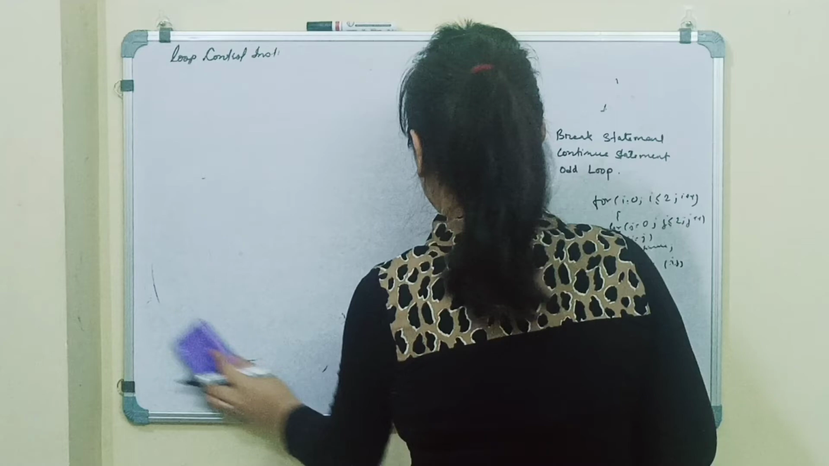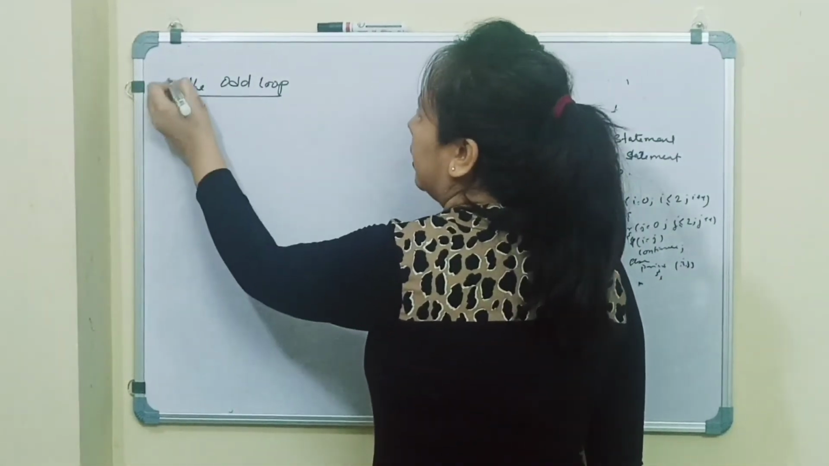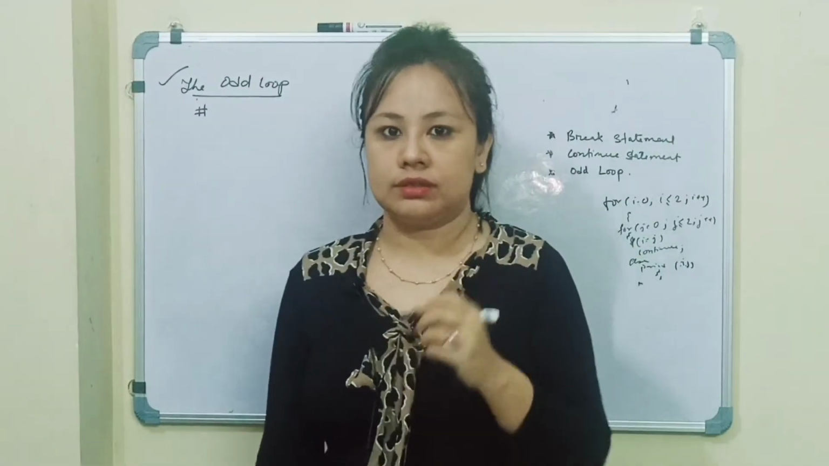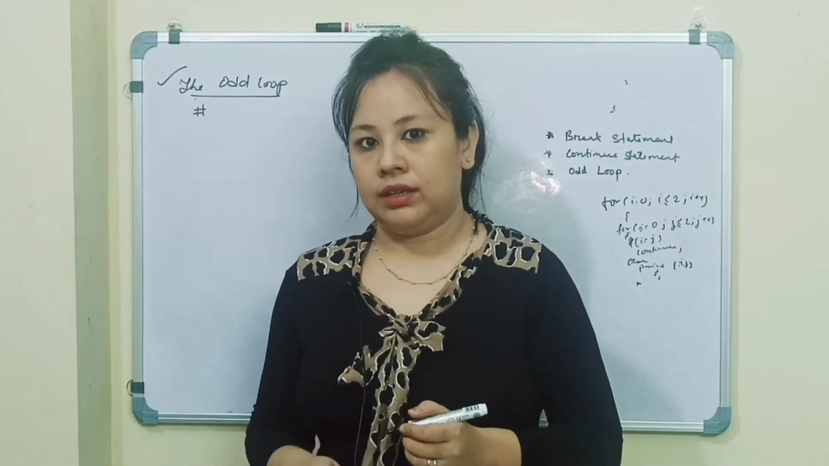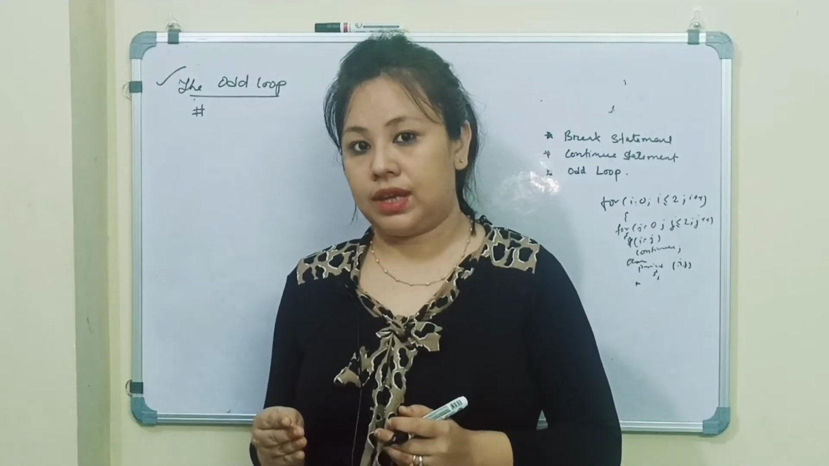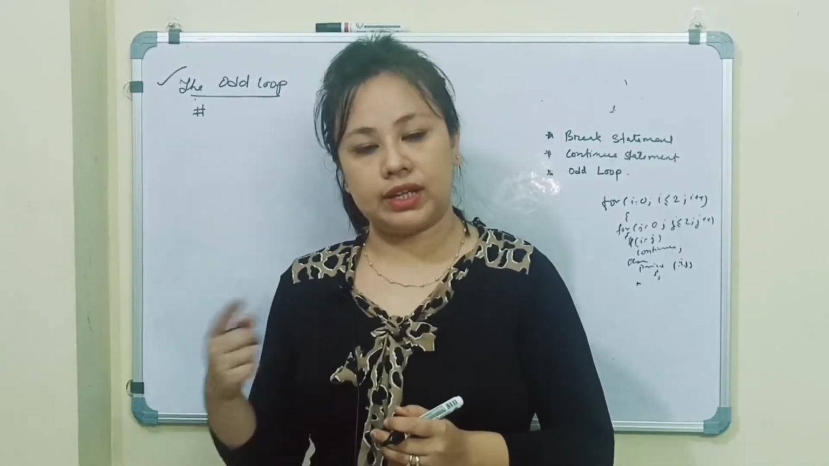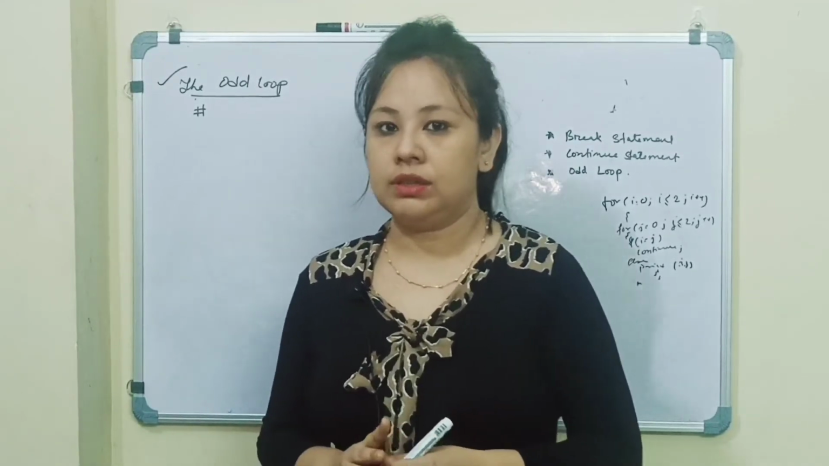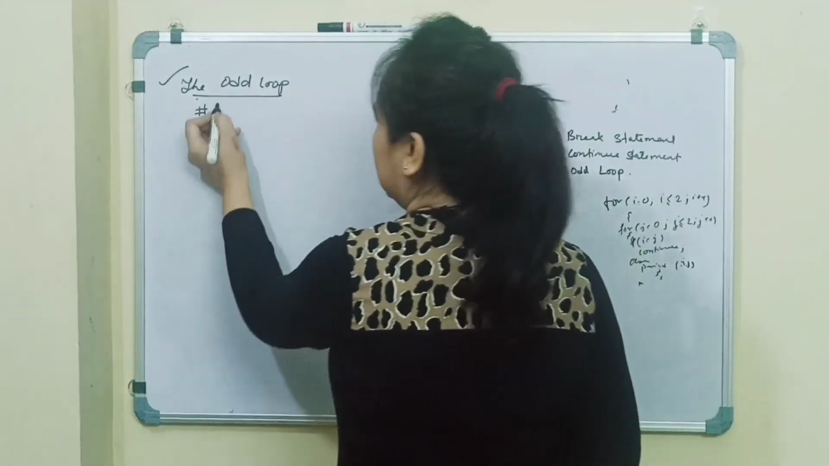Next we will learn what is the odd loop. Sometimes how many times the loop needs to be executed is unknown to the user. So we will ask the user, do you want to continue the loop? If the user enters yes, then the loop will be executed again. If the user enters no, then it will break the loop. Let us see an example of this odd loop.